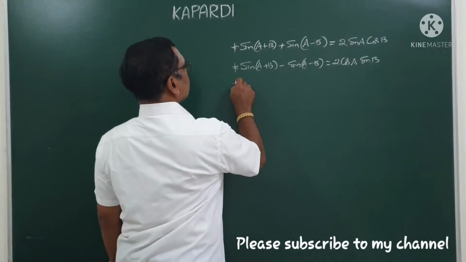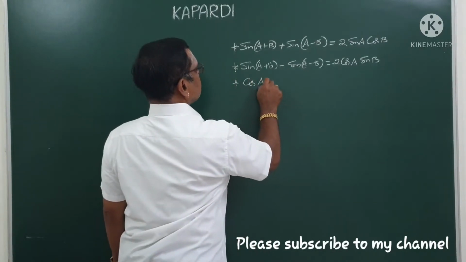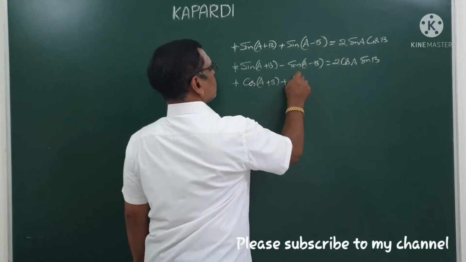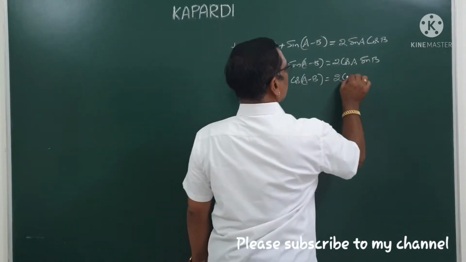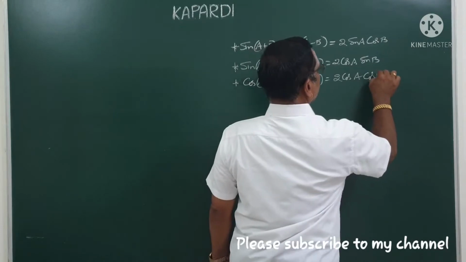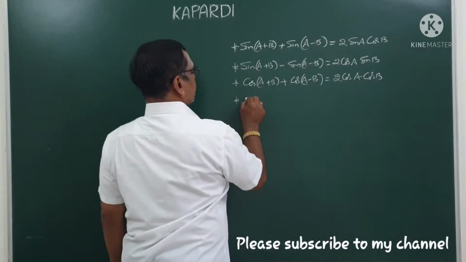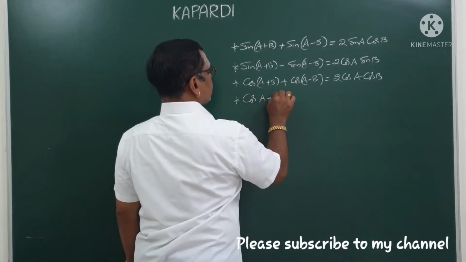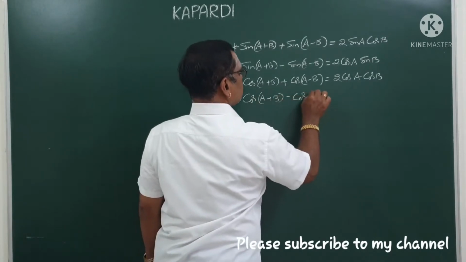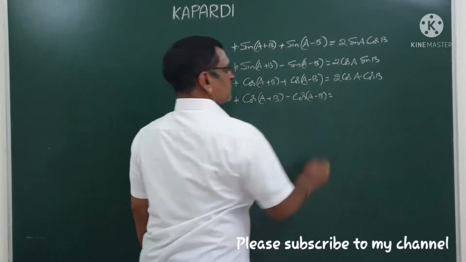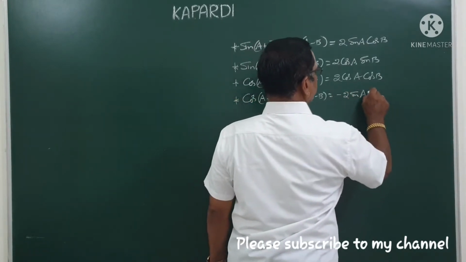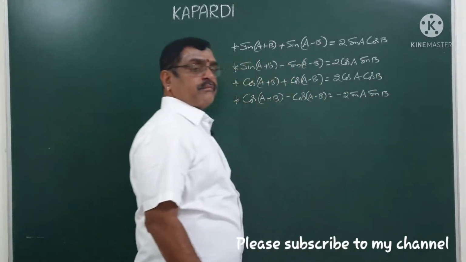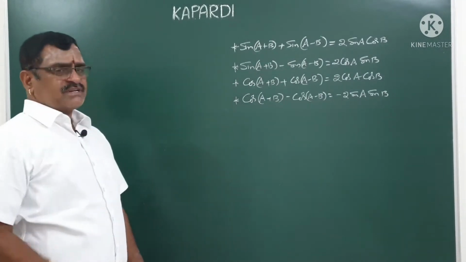Next, cos of a plus b plus cos of a minus b is equal to 2 cos a cos b, and cos of a plus b minus cos of a minus b is equal to minus 2 sin a sin b. Derivation is not that difficult, it is very simple.